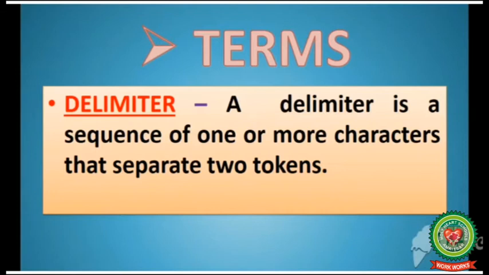So start with the term delimiter. A delimiter is a sequence of one or more characters that separate two tokens. Basically, a delimiter can be a space or a comma that separates different characters from one another.